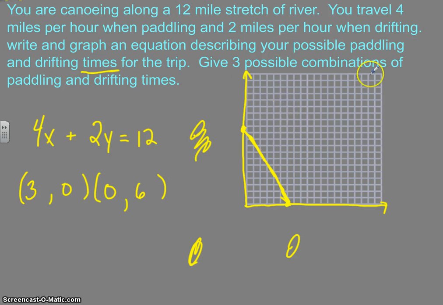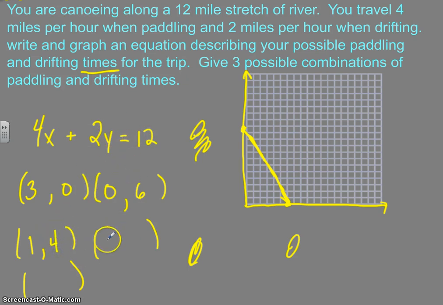Okay, now it says give 3 possible combinations of paddling and drifting times. So all I need to do is give 3 combinations that work, that make this statement true. Well, let's say x is 1. What does y have to be to make this true? Well, if x is 1, that's 4. Y has to be 4, right? 8 plus 4 is 12.